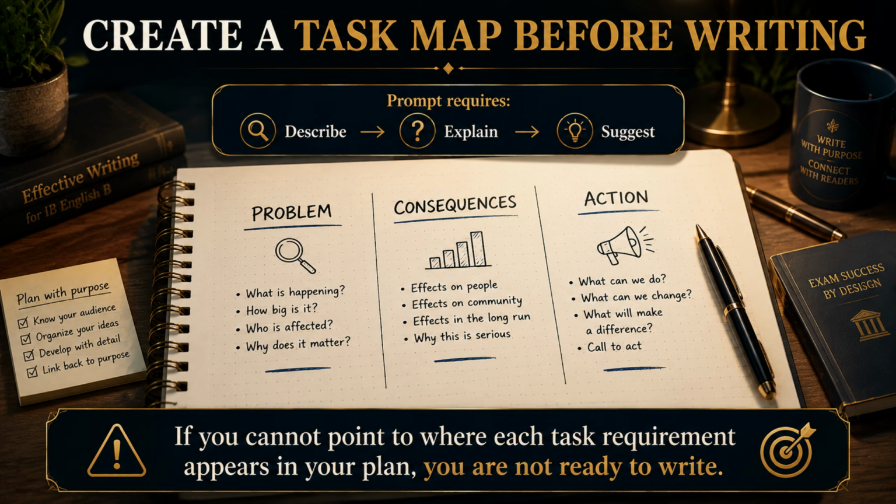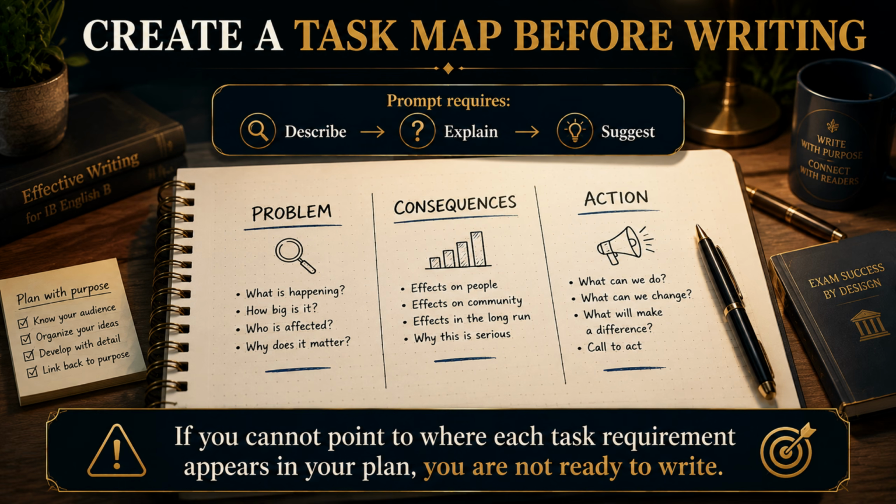Before writing, create a very quick task map. Suppose the question asks you to describe a problem, explain its consequences, and suggest ways readers can help. Write those 3 requirements in abbreviated form on your planning page: problem, consequences, action. Then decide where each one will appear. This prevents one of the most damaging Paper 1 mistakes, forgetting one part of the task.